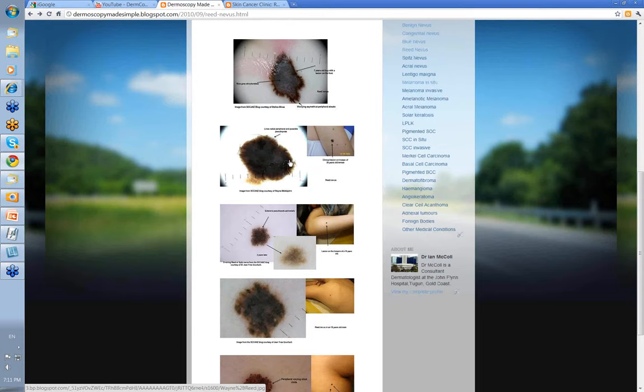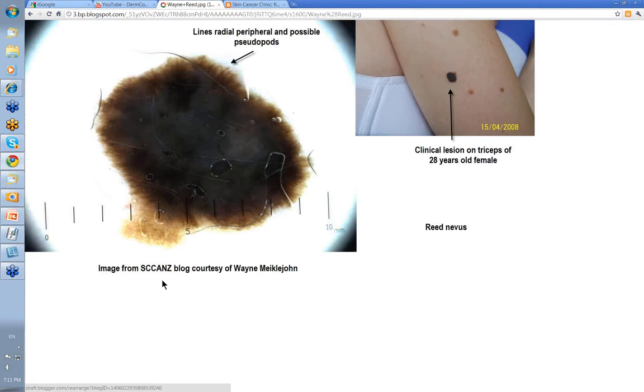Here's another. This one is courtesy of Wayne Meeklejohn from the Skin Cancer College blog. 28-year-old female, darkly pigmented lesion on the triceps, the back of the arm. Now, certainly that one would catch your eye. Very lonely in comparison to the other lesions round about. And when you put your dermatoscope on it, lots of lines radial peripheral, and perhaps a few little pseudopods there. Again, this little area down here is lines reticular, but very dark here. You can't really see anything much.